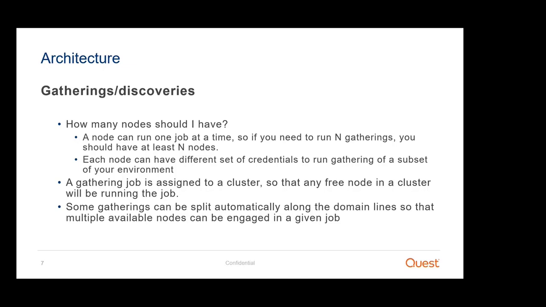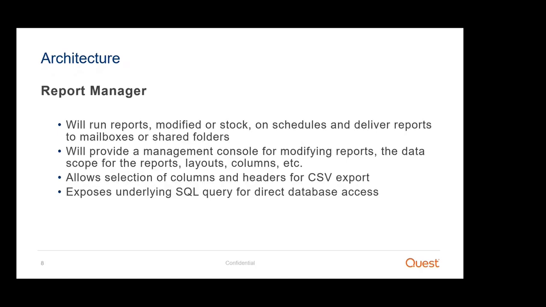So as I mentioned, the gathering jobs are assigned to a cluster. The nodes are a part of that cluster, and that cluster will manage the distribution of the gathering jobs across each one of those nodes. And some of those gatherings can be split automatically, as I mentioned previously, along the domain lines so that multiple available nodes can be engaged in a given job. The entire goal is to collect as much data as possible through multiple nodes as quickly as possible.